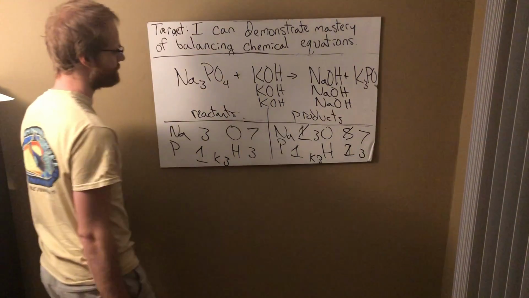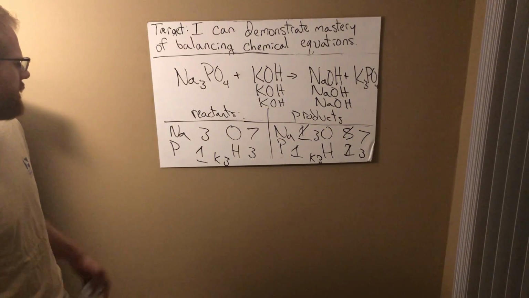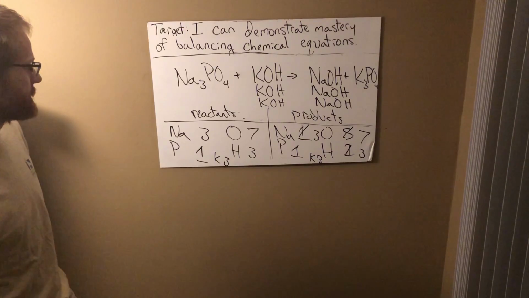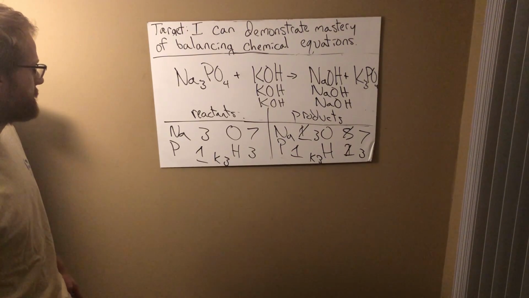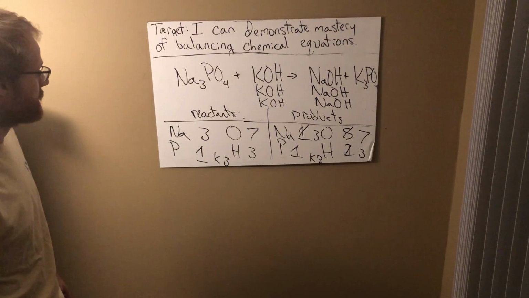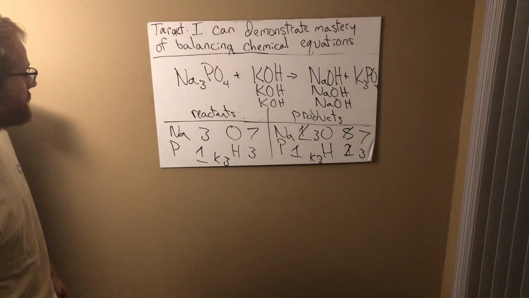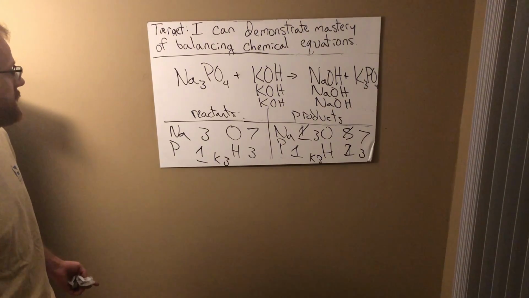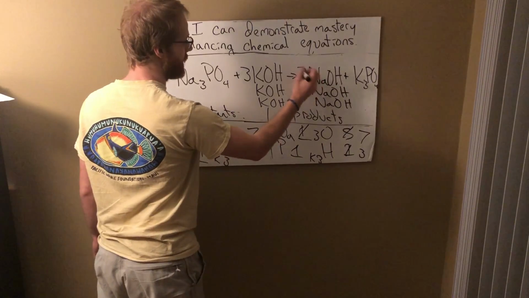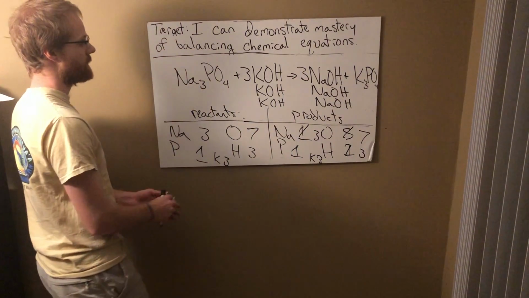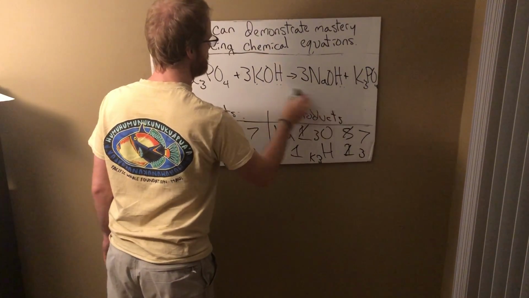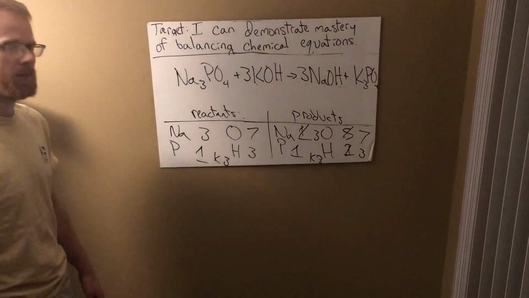There you go. Nice. All right. Hydrogens are balanced. Ks are balanced. Oxygens are balanced. Sodium's balanced. And phosphorus is balanced. Nice. I don't know about you, but this is looking like a balanced chemical equation to me. Solid. All right. So last thing that we need to do is we just need to write in our coefficients. We've got 3 KOHs. We've got 3 NaOHs. We can get rid of the extra ones. And we have ourselves a balanced chemical equation.